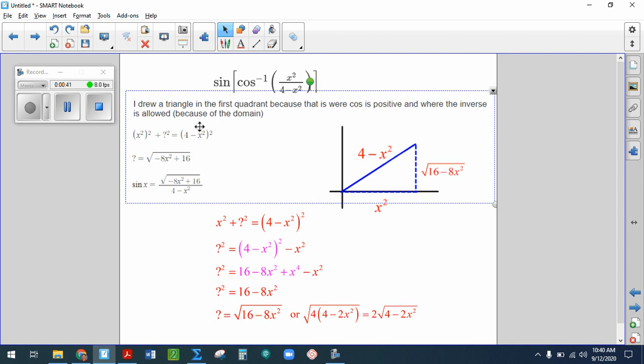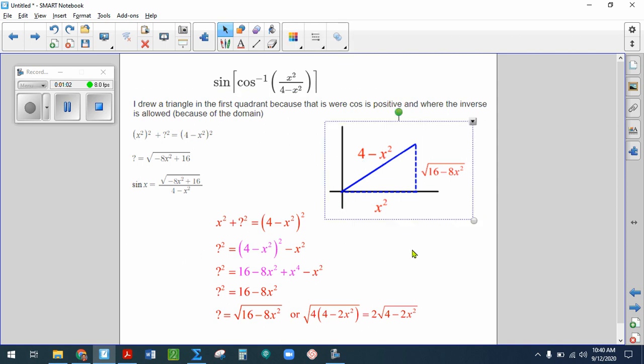So in the regular text box, I drew a triangle in the first quadrant because that is where cosine is positive and where the inverse is allowed because of the domain. Great. Then you set up the Pythagorean theorem. You showed me how that would work. Then you gave me the thing. So you didn't show me all the work, but because of the technology, that was kind of okay. Like I get that. And then you showed me what the sine is equal to. So that was a great answer. Here's the triangle that you really couldn't show me, but this is how you would do the problem.